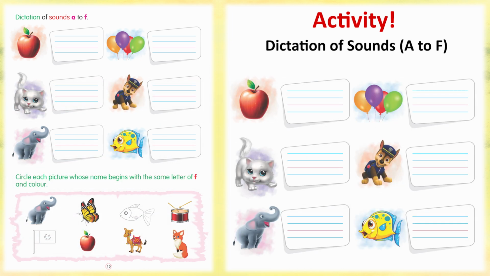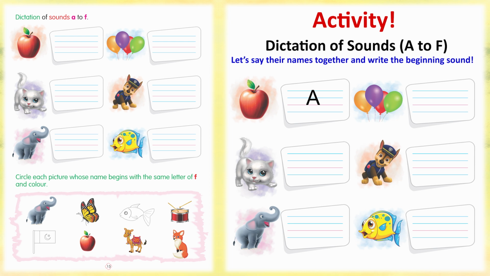Look at the pictures on the top of the page. Each picture represents a word that starts with a letter from A to F. Let's say their names together and write the beginning sound. 1 apple. What is the first sound in apple? A for apple. Write A on the lines.